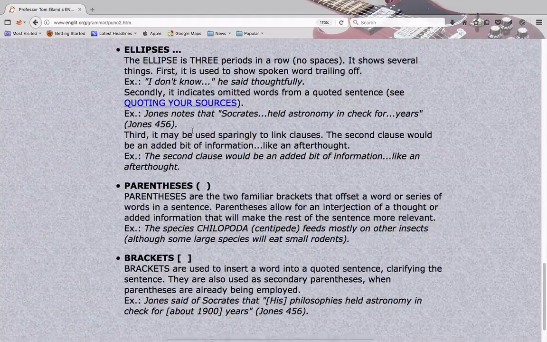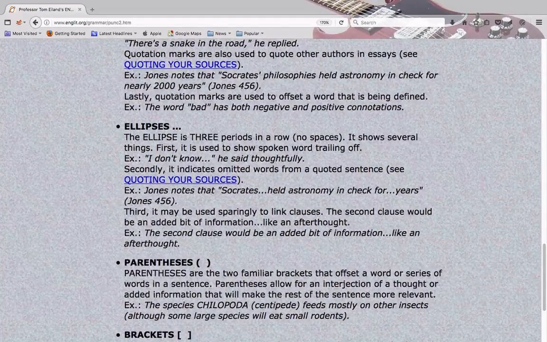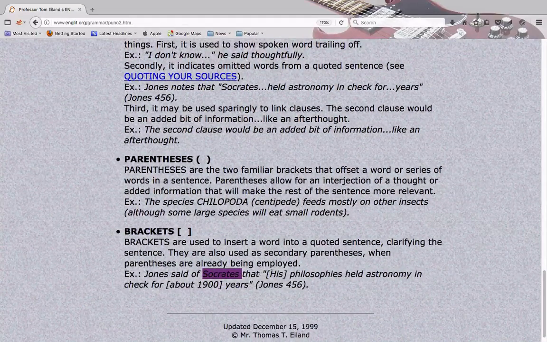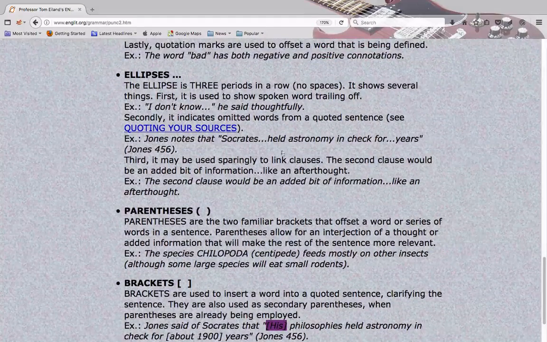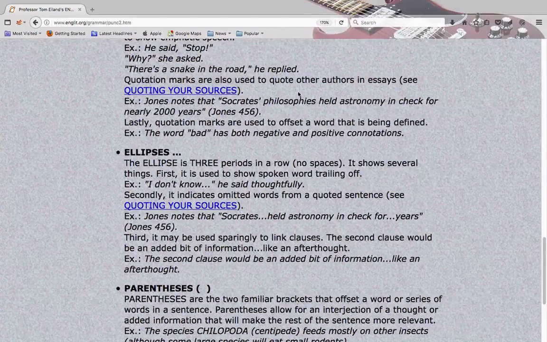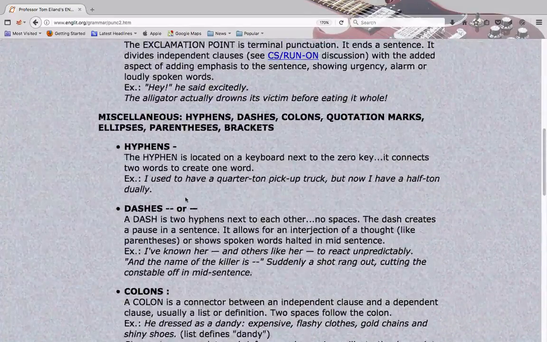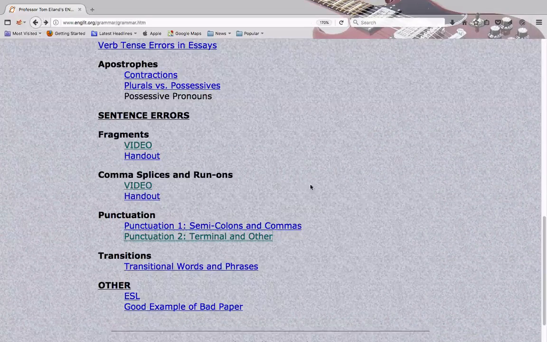And so, for example, we take the same quotation that I've been using here, this one right here, Jones notes that Socrates' philosophies held astronomy in check. If you wanted to say Socrates' name here in the lead-up sentence, you would then change the word Socrates to the word his. Again, you're not changing the meaning here. You're just making your sentence feel more natural. And also, instead of saying for nearly 2,000 years, you could say for about 1,900 years, which would be more accurate, specifically in terms of the number. What you're doing with brackets is that you're inserting a word that clarifies the quotation or makes it fit into your own sentence. These types of things are all formatting issues and usually don't create major problems with sentence structure.